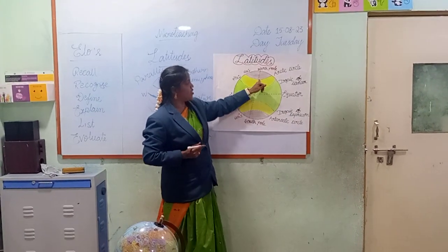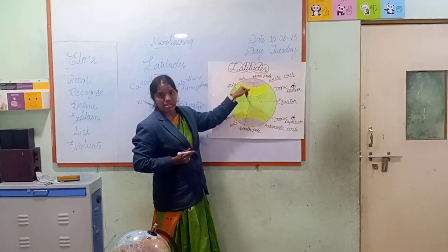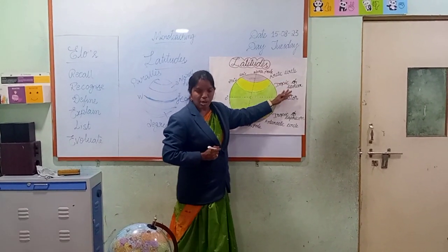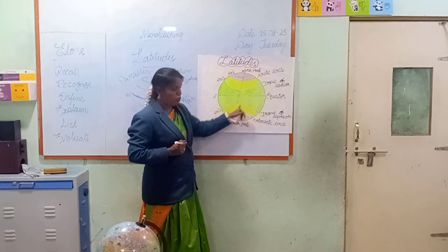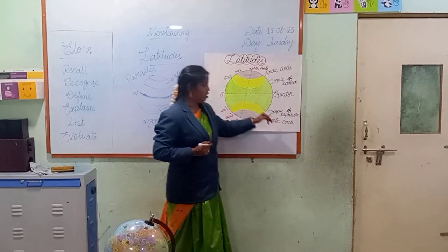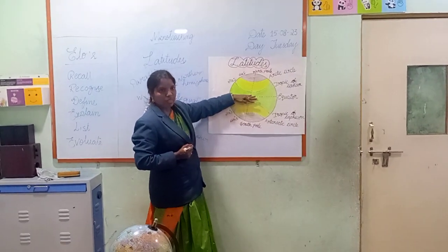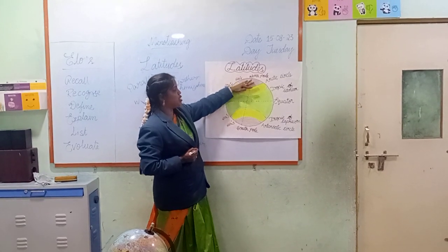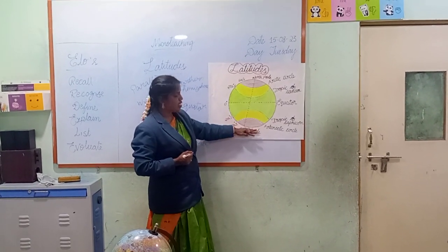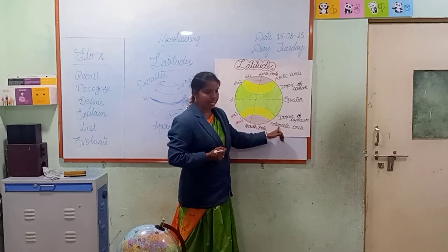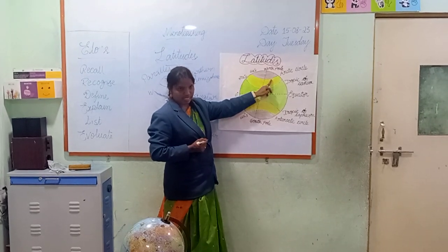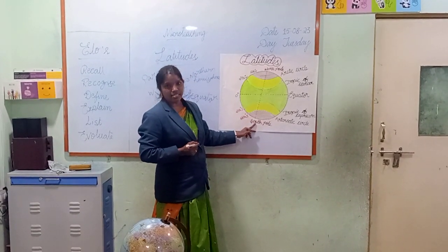Then the next latitude: from the equator, 66.5 degrees north latitude is called the Arctic Circle. From the equator, 66.5 degrees south latitude is called the Antarctic Circle. In the northern hemisphere there are the Tropic of Cancer and the Arctic Circle. In the southern hemisphere there are the Tropic of Capricorn and the Antarctic Circle. And here 90 degrees northern hemisphere, 90 degrees southern hemisphere.